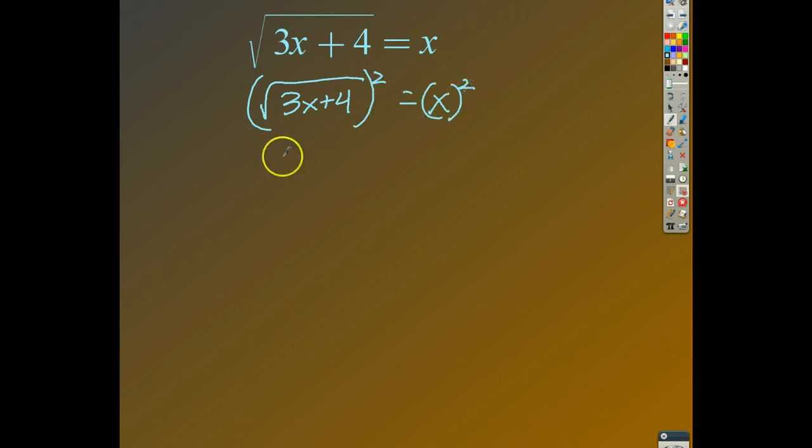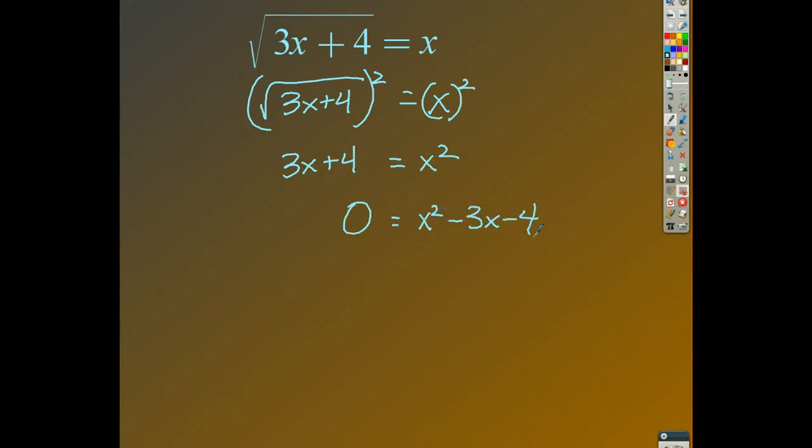Okay, and so what I'm going to get here is 3x plus 4 is equal to x squared. Okay, now I'm going to bring these two things over on this side because I like when x squared is positive, right? So I'm going to make this 0, so I get x squared minus 3x minus 4.